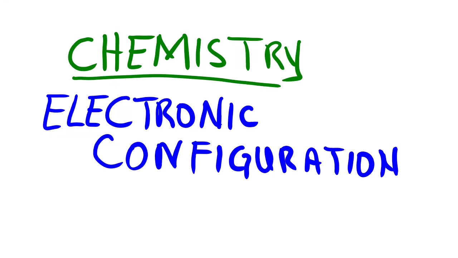In this class we are going to discuss electronic configuration of an atom. Electronic configuration simply means the arrangement of electrons in an atom. When we say electronic, we always refer to electrons. So how are electrons arranged in an atom? This will be a general overview. In our subsequent classes, we are going to discuss electronic configuration in detail.